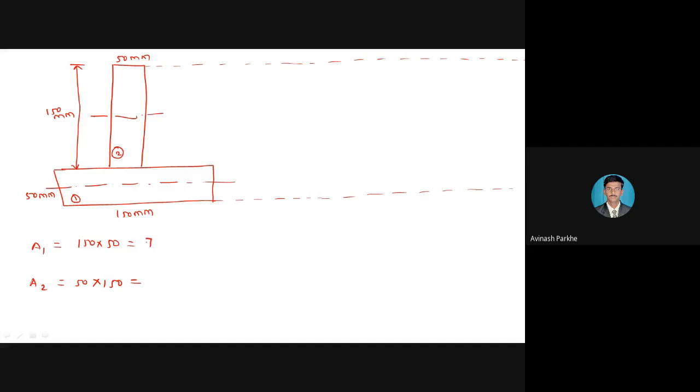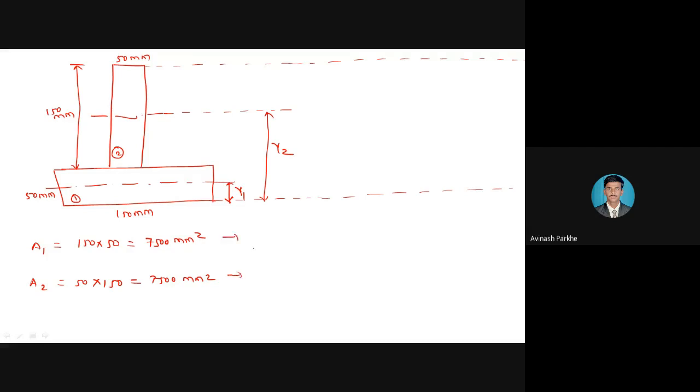7500 mm square. Start your calculation in your notebook also. Okay, 7500. So y1 distance means the CG distance of section number 1 from the bottom side, and y2 distance I have represented on the figure. The CG distance of section number 2 from the bottom side.